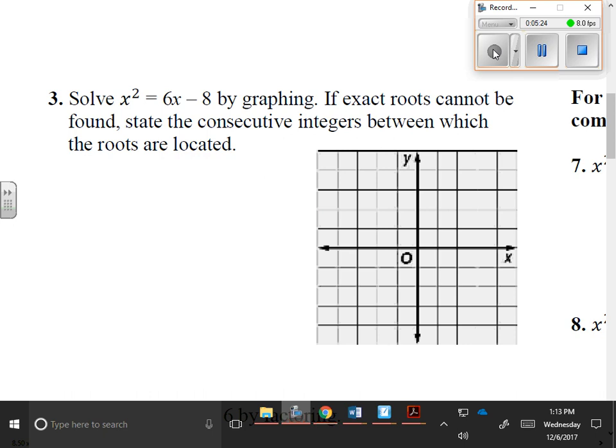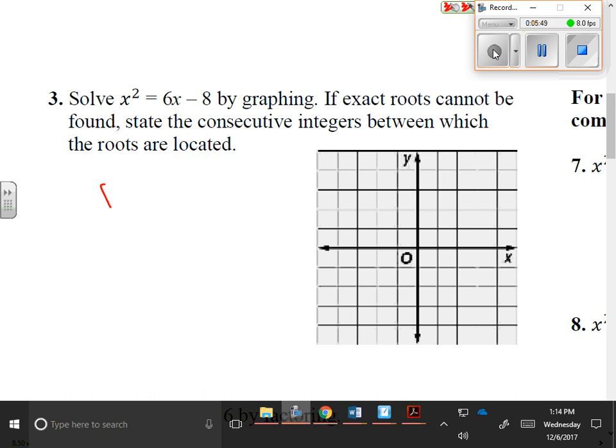Number 3, we want to solve x squared equals 6x minus 8 using graphing. If the exact roots can't be found, state the consecutive integers between which the roots are located. So if you're going to put this into the calculator and use graphing, you first would need to get it equal to 0. You can't put it in like that.